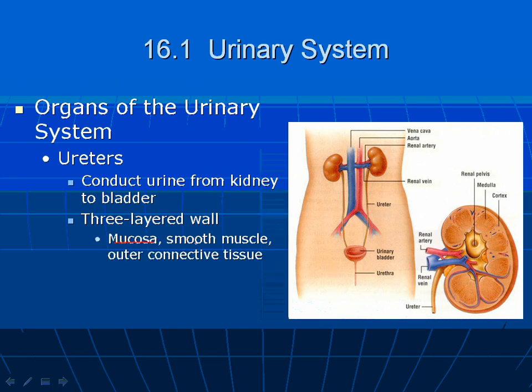mucosa layer, just like we were talking about in reproduction. These are secreting mucus to help with travel. Smooth muscle, which is helping our urine to move through peristalsis. And then also connective tissue.